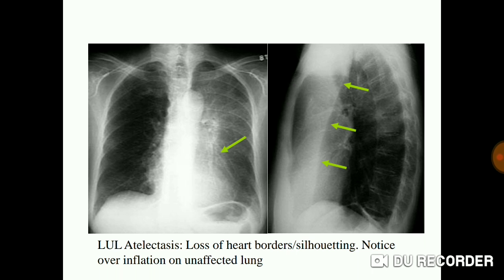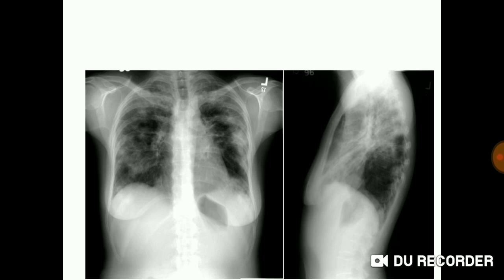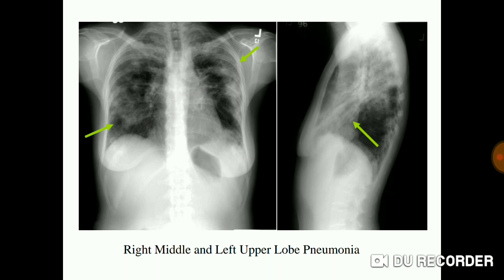LUL, left upper lobe atelectasis. Loss of heart borders, silhouetting, notice overinflation of the unaffected lung. Case 3. It is right middle and left upper lobe pneumonia. Case 4.